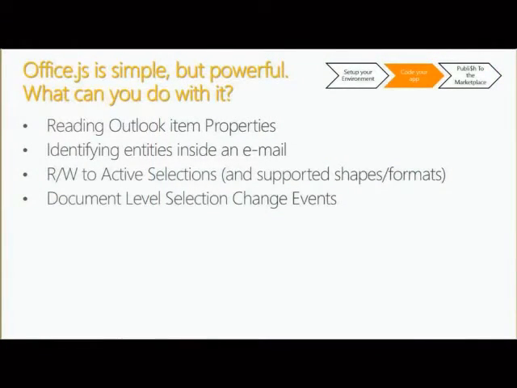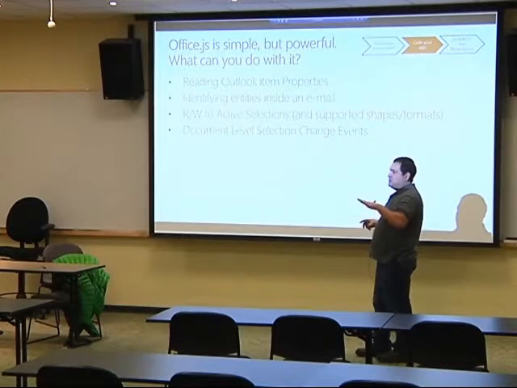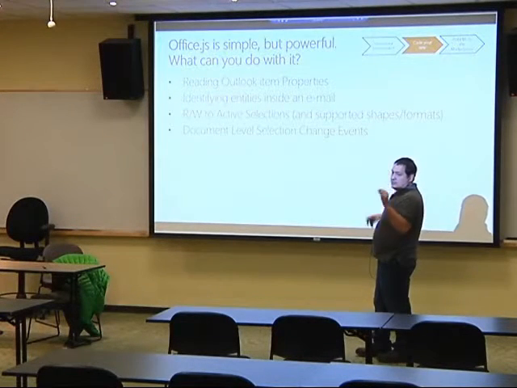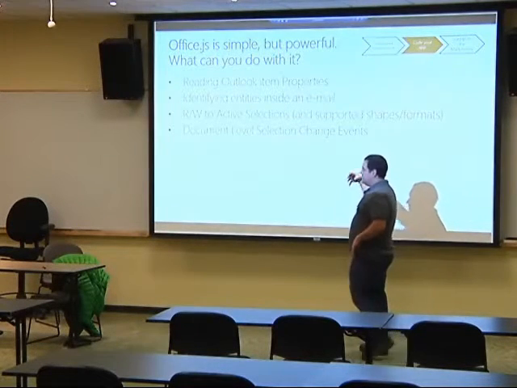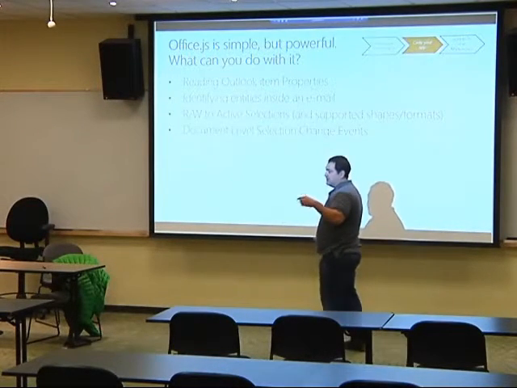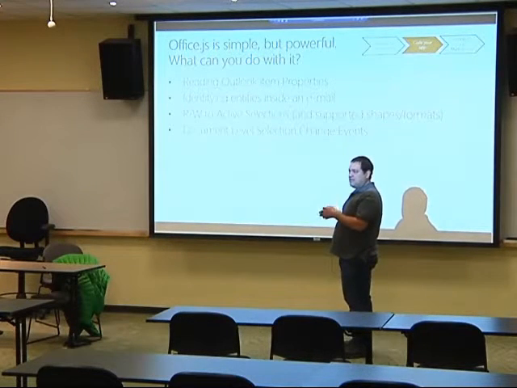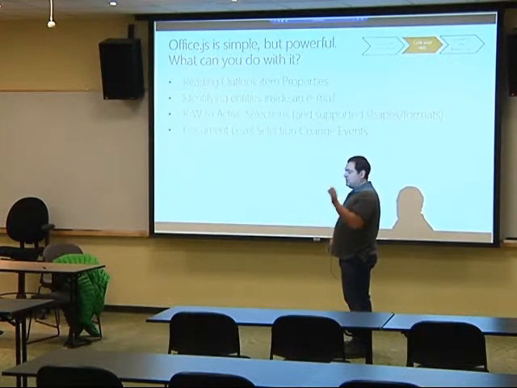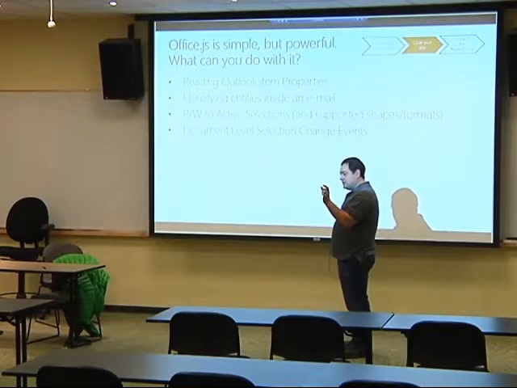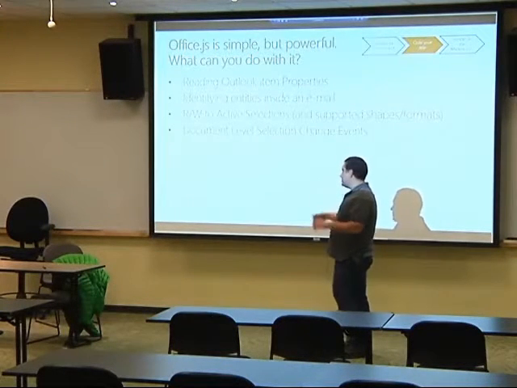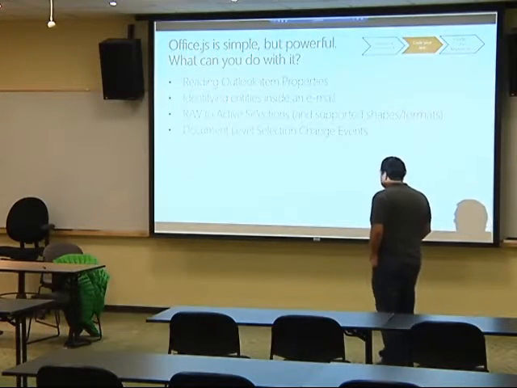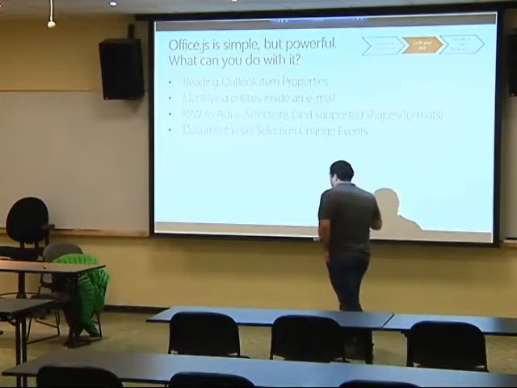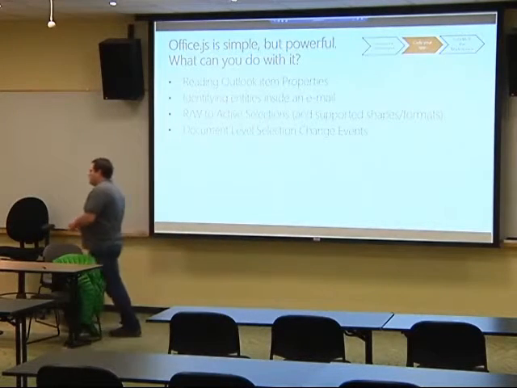Document level selection change event. We have an eventing model that works at the document level. Every time you select content in the document, we trigger what we call a selection change event. The scenario here is that, for example, you have a dictionary or a reference app that looks for Wikipedia entries, and every time the user selects content in the document, you trigger the lookup or the translation of those terms. Let me show you an example of how that works.